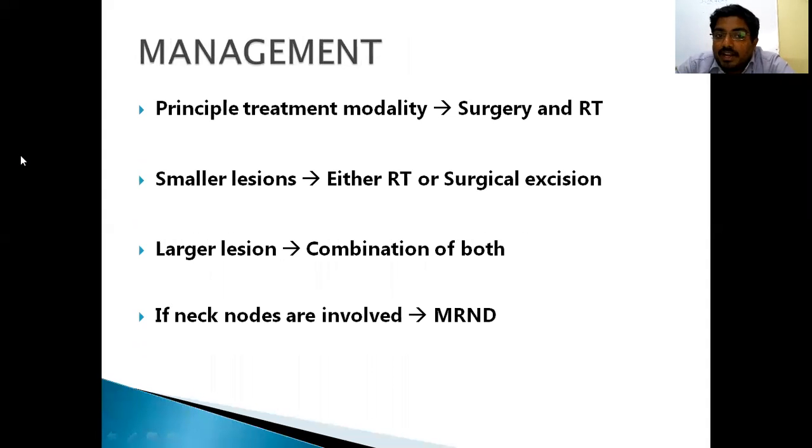Then management, the principles of management of treatment. See, surgery, radiotherapy, chemotherapy. If it is small lesions, you will go for wide local excision or radiotherapy. If it is large lesions, both surgery and radiotherapy. If the neck nodes are involved, then what are you going to do? Modified radical neck dissection. Smaller lesions, you will go for surgery or radiotherapy. Large lesions, a combination of both surgery and radiotherapy. If the neck nodes are involved, then we will go for modified radical neck dissection.